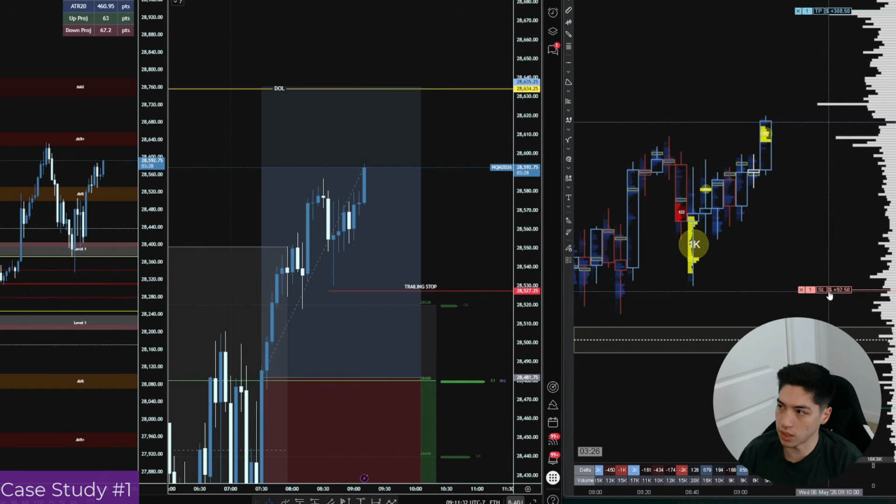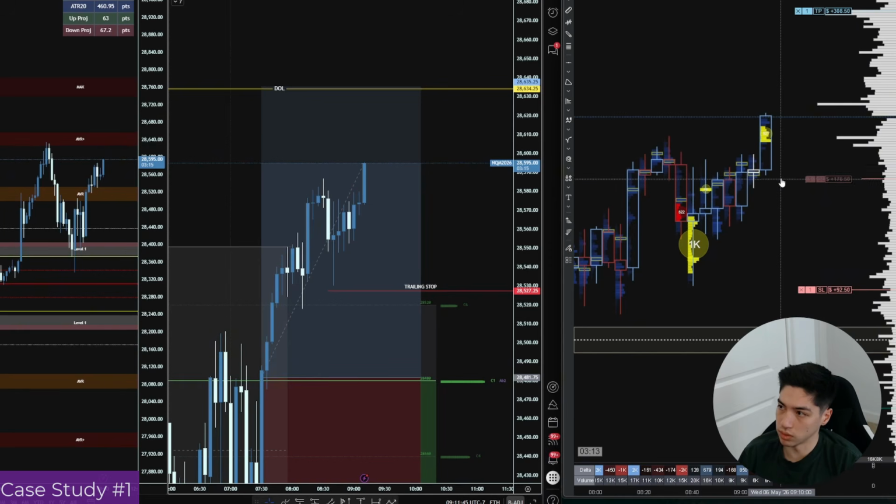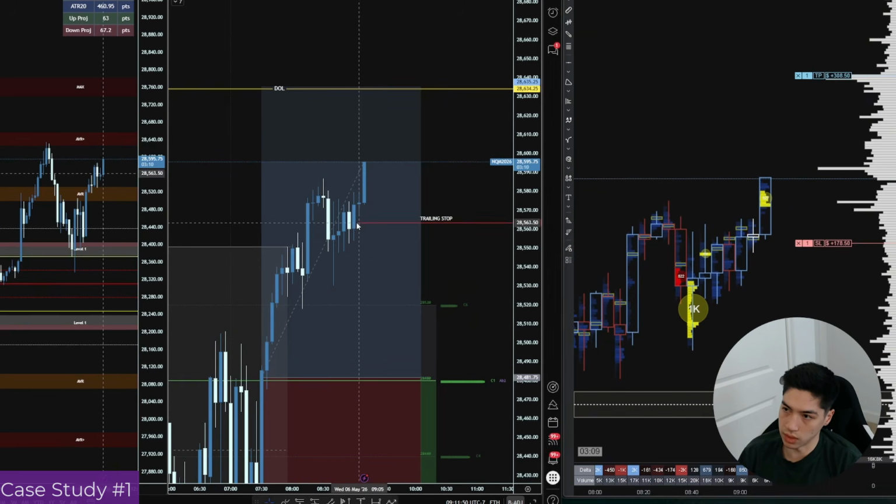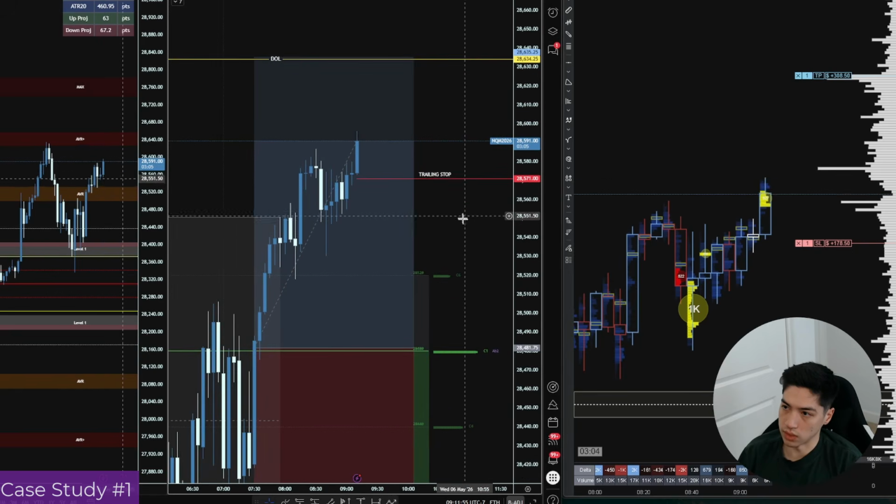Because of that, as we continue to push up here, I don't want this slamming back down. I don't want buyers to get trapped or get rejected, so we're going to end up trailing the stop. I'm putting it right below this 5-minute candle, and we're going to see if we can collect the rest of this. If not, we'll get taken out here for a decent sized win.